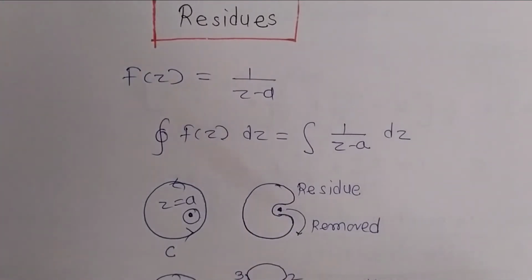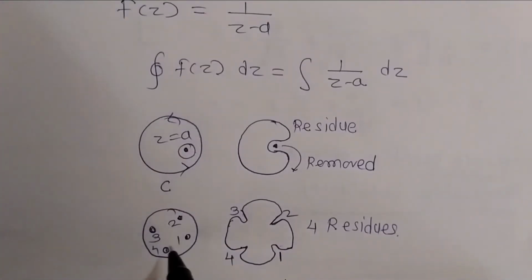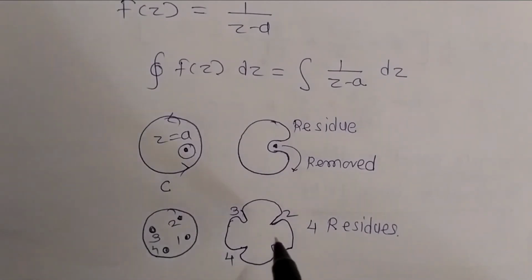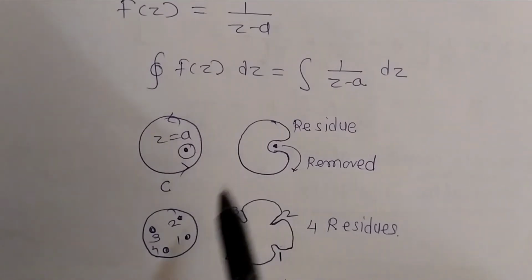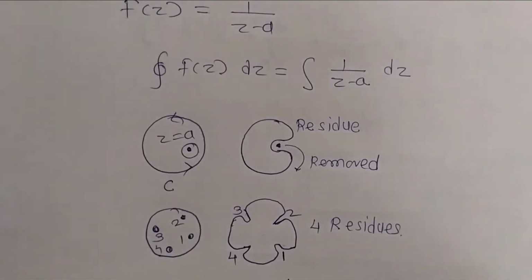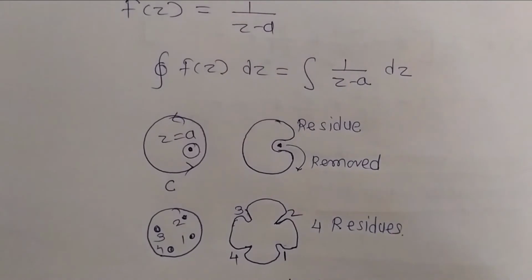Suppose there are these points 1, 2, 3, 4. This is the original, and when we remove these points, those are the residues. Residues are nothing but what we remove. So by taking examples we will understand what a residue is.